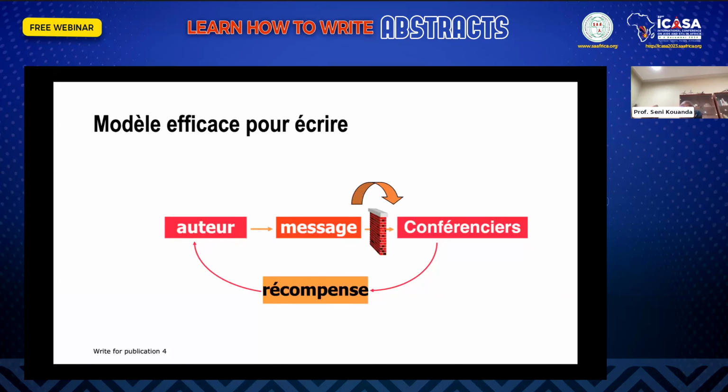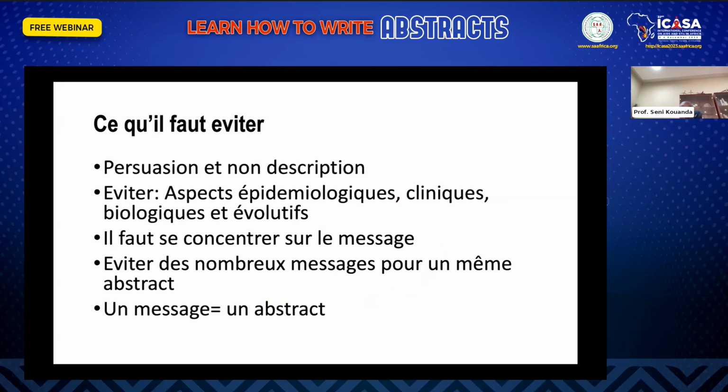On vous a déjà montré quelles sont les différentes parties d'un abstract. Là, on est en train de vous montrer ce qu'il faut faire pour avoir un bon abstract. Il faut comprendre d'abord que vous devez persuader les reviewers d'accepter votre abstract. Ce n'est pas une description de votre travail, c'est de la persuasion.